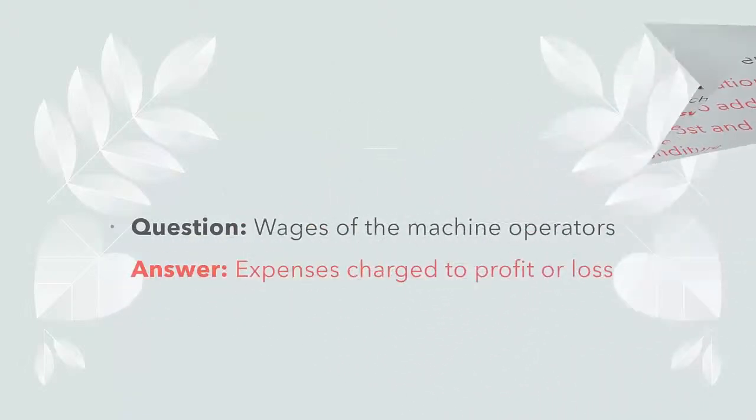K. Wages of the machine operators. Answer: expenses charged to profit or loss. Explanation: why? The wages paid to machine operators are day-to-day operational costs. These wages are not related to the purchase, improvement, or setup of the machinery itself. They are considered short-term expenses incurred to operate the machinery during the current year, and they are deducted from income in the profit or loss statement.